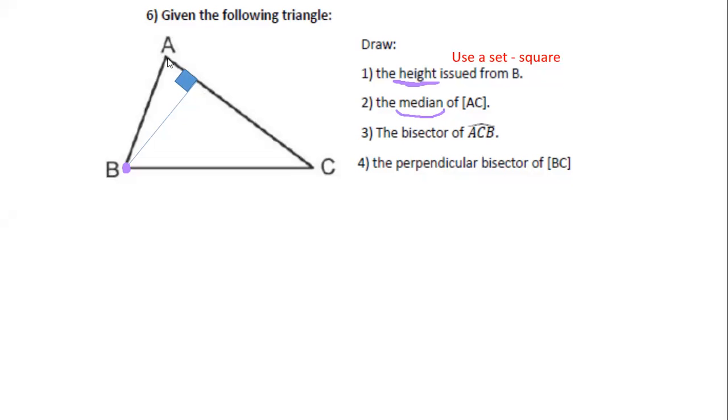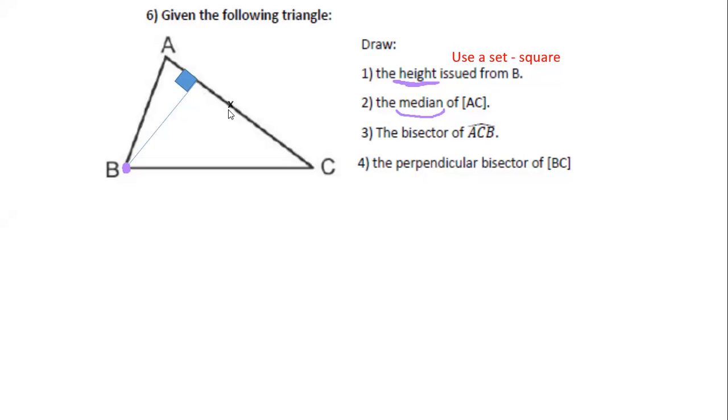If I measured AC and I found the measure 6 centimeters, how can I find the midpoint, Razan? Yes. We divide by 2. So we say 6 divided by 2 is? 3 centimeters. So I use my long ruler, I put it on AC and I mark on the 3 centimeters. This is the 3 centimeters where I put an X here.